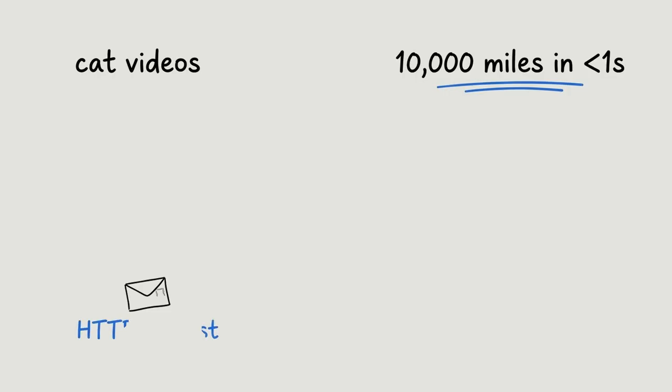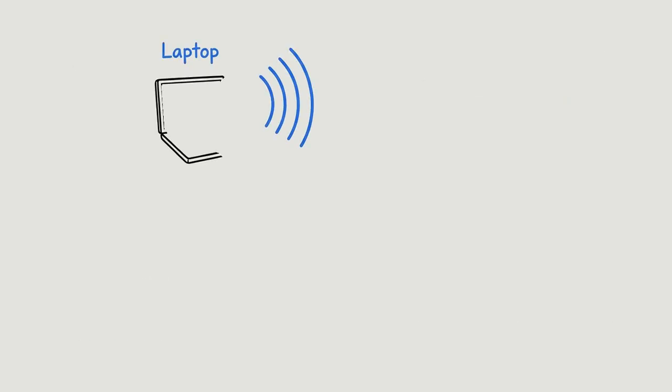Your browser creates a tiny digital message called a request. Think of it like a small envelope that says, "Please send me this page." That envelope is often called an HTTP request, but what matters is the idea. Your device is asking for something.